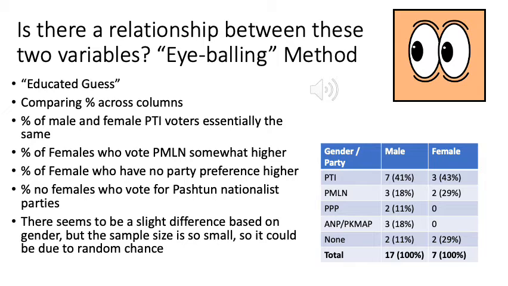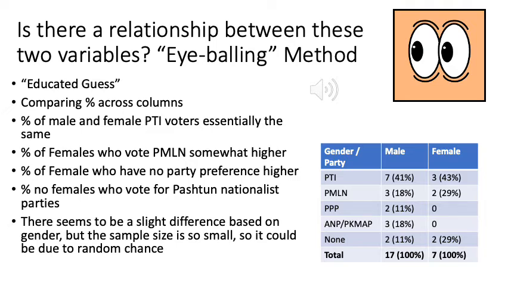All right, now you've created the table, but how do we interpret the data? Well, in this class, you're going to be using what we call the eyeballing method, which is a little bit more than an educated guess based on what you see without doing any calculations. You compare the percentages across the columns. So let's have a look here.